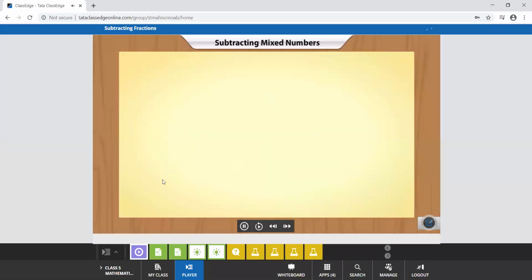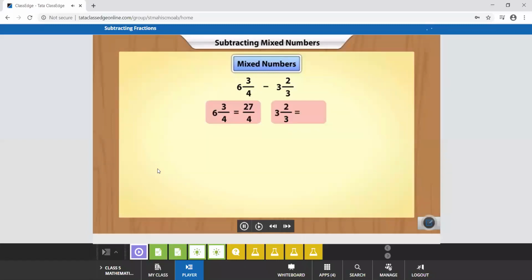Let's take a look at this problem. Aisha has to subtract two mixed numbers. We first need to convert both these numbers to simple fractions. 6 and 3 by 4 is equal to 27 by 4. And 3 and 2 by 3 is equal to 11 by 3.